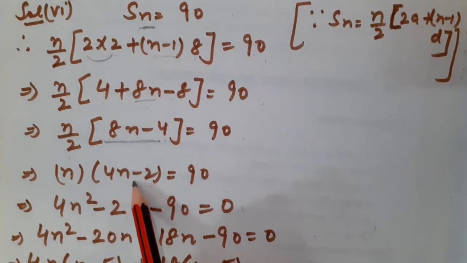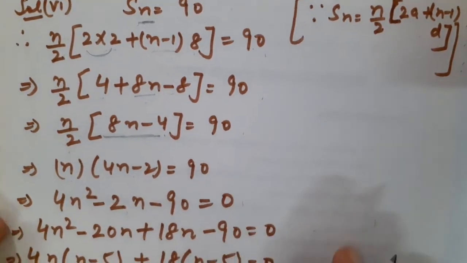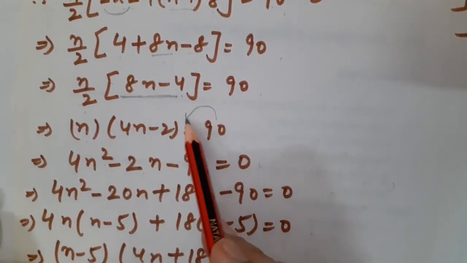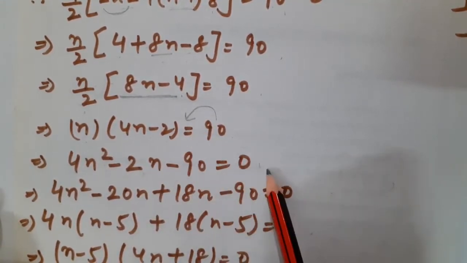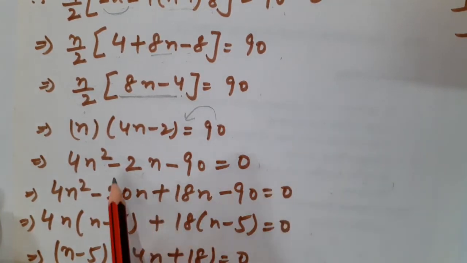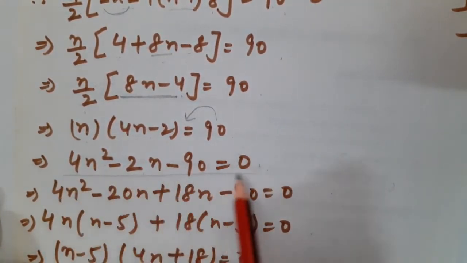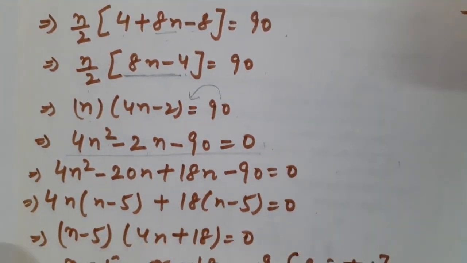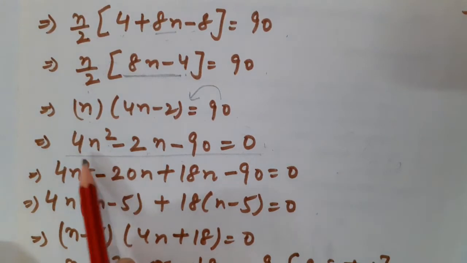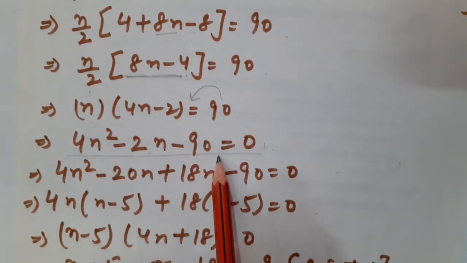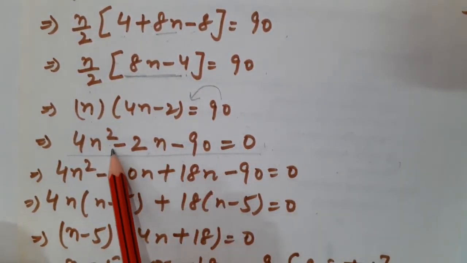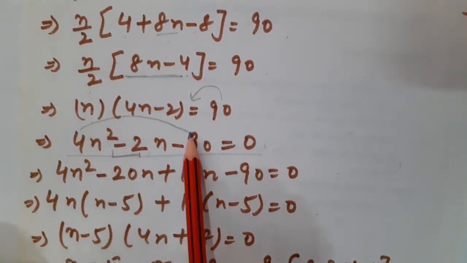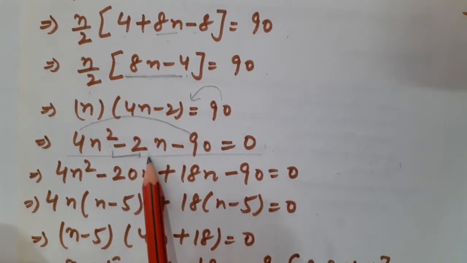Multiply n by each and every term of this bracket. So I will be getting 4n square minus 2n. This 90 I am bringing on the left hand side, minus 90 is equal to 0. Fine. Now children, this is a quadratic equation in n. How to simplify it? We are going to adopt the factorization method to simplify this quadratic equation. So we want the sum to be minus 2 and the product to be minus 90 into 4, that is minus 360. So let us split the middle term.